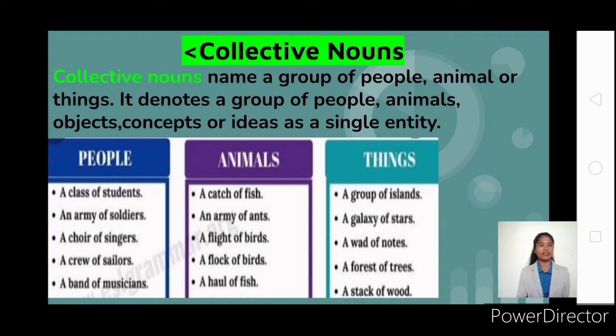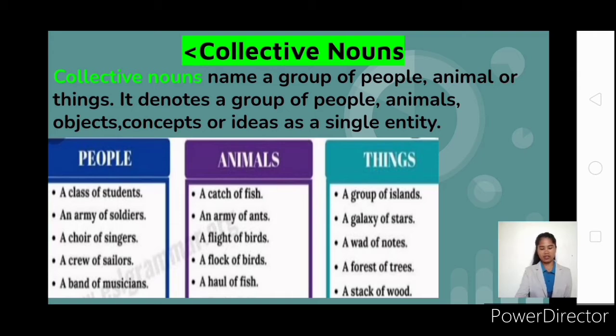In the group of animals, here are the examples: a catch of fish, an army of ants, a flight of birds, a flock of birds, a school of fish. In a group of things: a group of islands, a galaxy of stars, a wad of notes, a forest of trees, and a stack of woods. So those are the examples of the collective nouns.